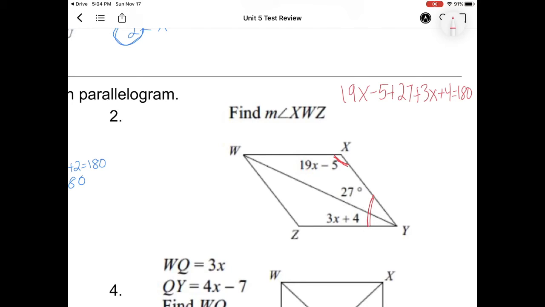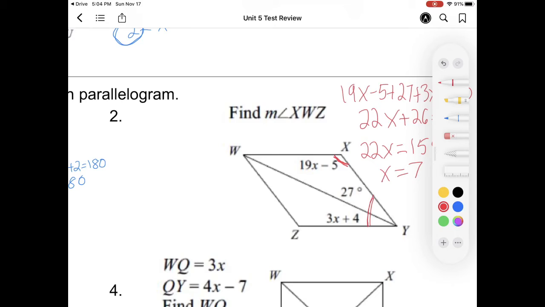Combine like terms, and we get 22x plus 26 equals 180. Subtract 26 from both sides. We still have 22x, but now we have 154 on the right. Divide by 22 on both sides, and we get x equals 7. Now, going back to what we were asked for, XWZ.